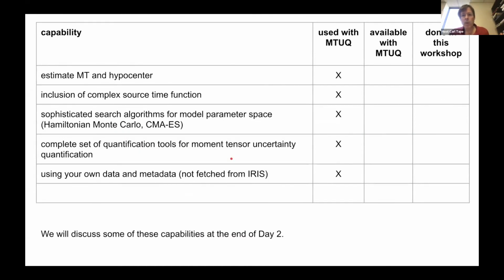I also wanted to point out there are other things that are in the development stage or being used with the code, but not necessarily available right now. We'll revisit these in day 2, but that includes hypocenter, complex source time function, search algorithms besides covering the whole parameter space, and a complete set of tools for moment tensor uncertainty quantification. We aren't showcasing all these in the workshop, or using your own data and metadata. These are worth emphasizing, but we will not be doing them within this workshop.